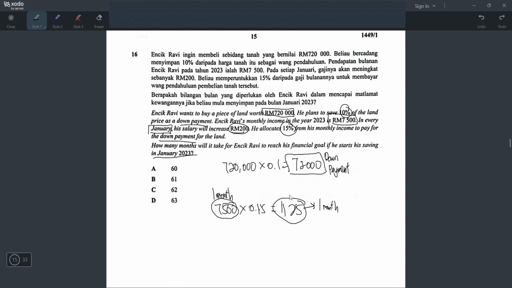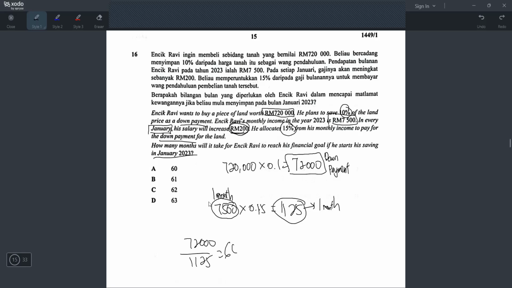So in order to make it to 72,000, I have to save more than 1 month. So how many months do I have to save to get 72,000? I will take 72,000 divided by 1125. But I will tell you it's wrong to do it like that, right? Because they mentioned an increase of 200 in January. But let's just see what happens. I already know it's wrong. So what you get is 64, right? You get 64.